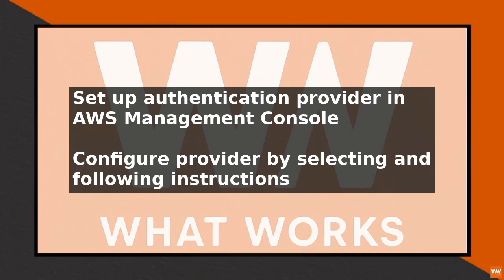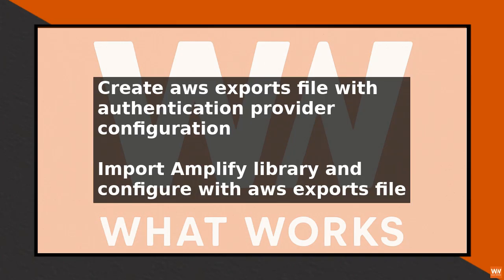In your Amplify project, create a new file called aws-exports.js and add the following code to configure the authentication provider. This file contains the configuration for your Amplify project, including the authentication provider. To use the OAuth configuration, import the Amplify library in your application and configure it with the aws-exports file. You can then use the Auth class to authenticate users and access their profile information.